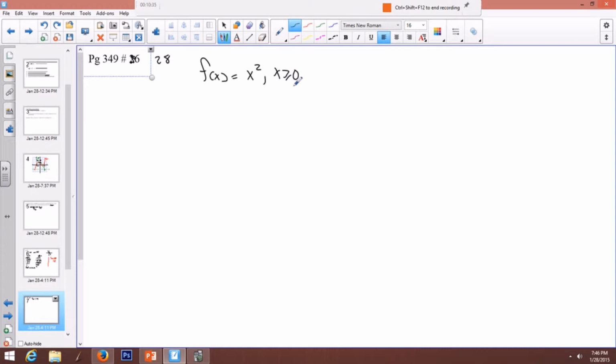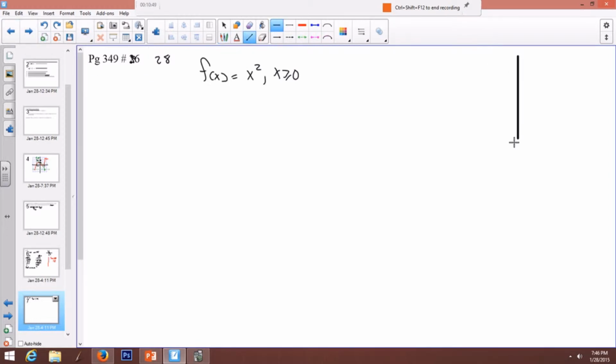Now, they ask us to find the inverse of this particular function. On a normal x squared function, and I'm not even going to get a graph out, we'll just throw something up there, we know that it's going to look something like this. And that is obviously not one-to-one. If I do a vertical line test, it is a function. If I do a horizontal line test, we see it is obviously not one-to-one.